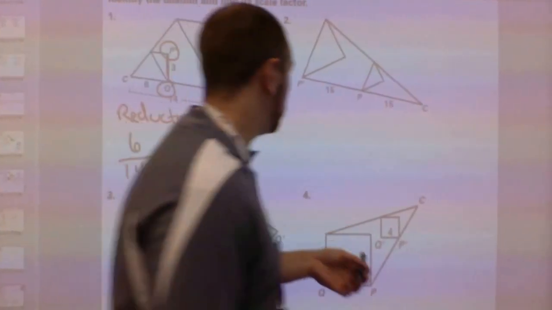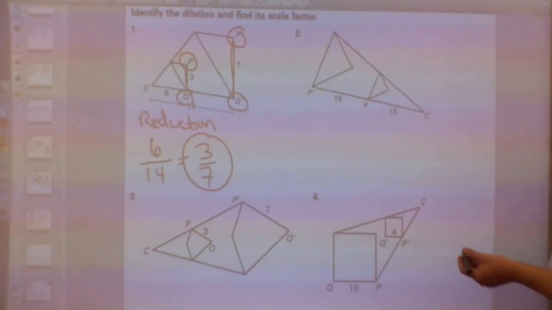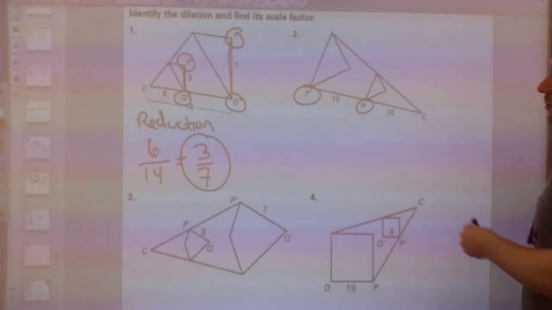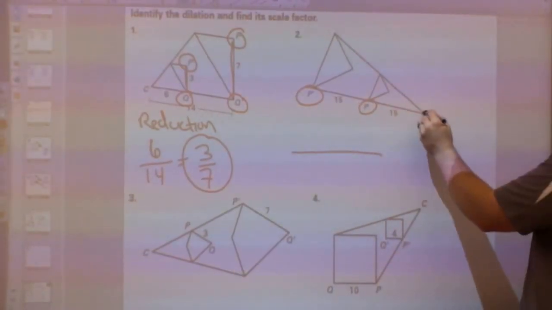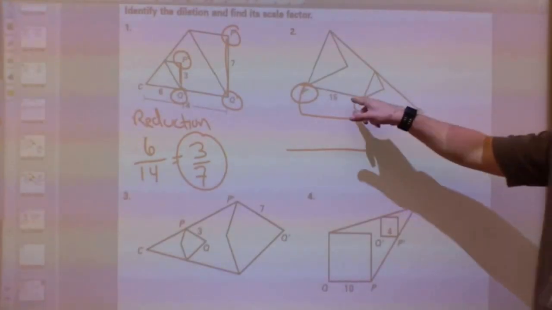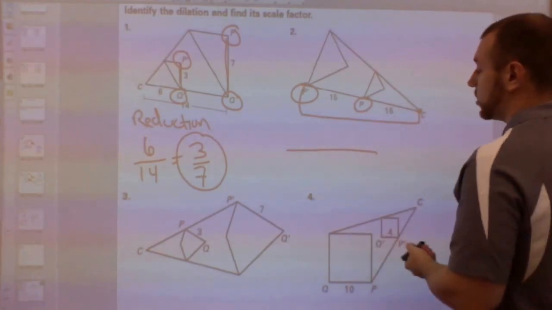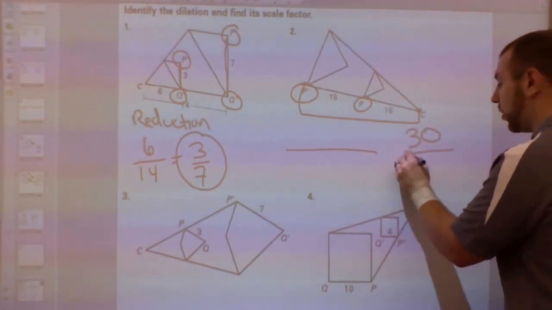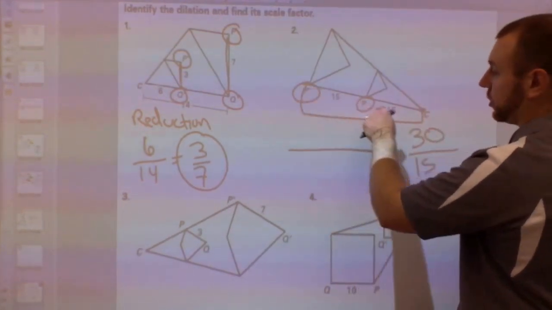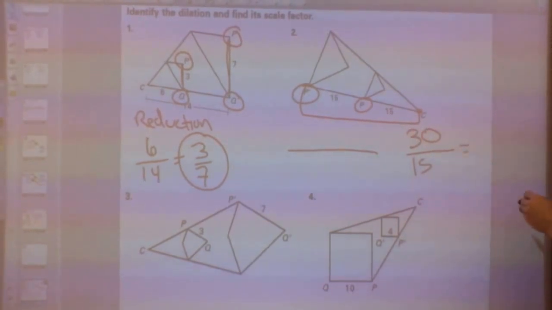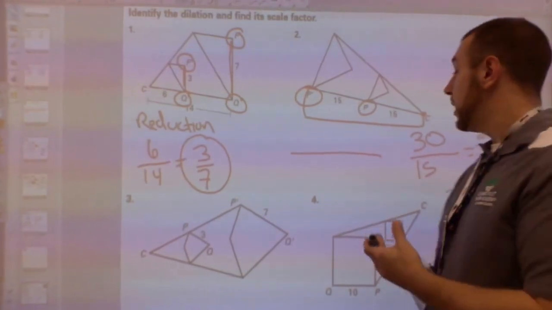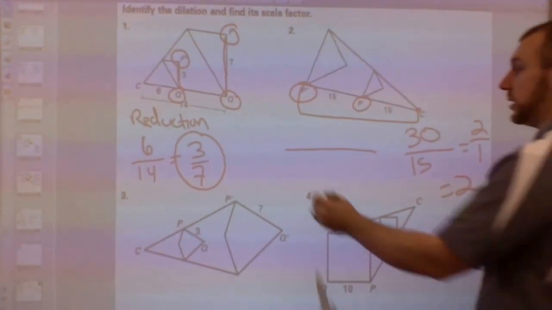In problem number 2, there's a little trick to it. This is my first and this is my second. How far is it from C to go here? It's 15 to here, 15 here, that's 30. So this is going to be 30 over 15, the image over the pre-image, which reduces down to 2 over 1, or just 2. You can write it just as 2. Because this is greater than 1, this is an enlargement.